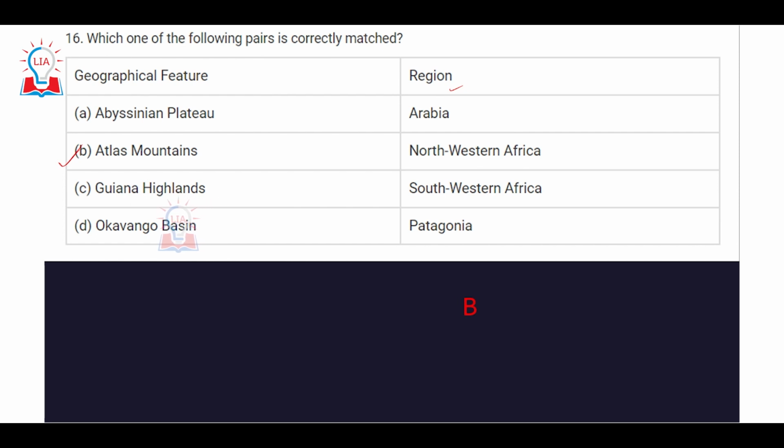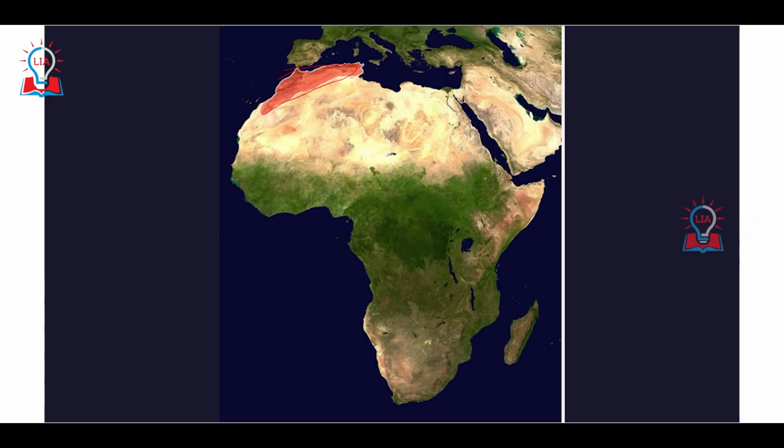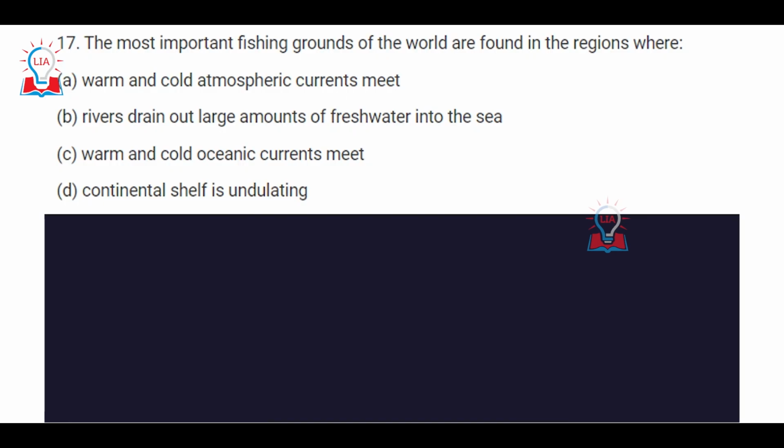Abyssinian Plateau is not in Arabia. Abyssinian Plateau is situated in Ethiopia, which is located in East Africa. Guinea Highland, similarly, is located in what we can say is Eastern Africa. And then we have the Okavango Basin. It is not in Patagonia. Patagonia is a desert region in South America. Okavango Basin is a part of southern Africa, located in the country of Botswana.